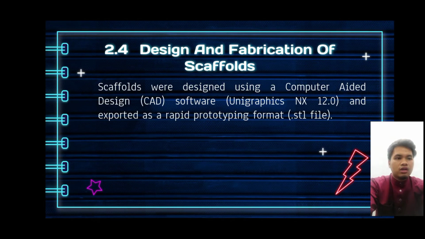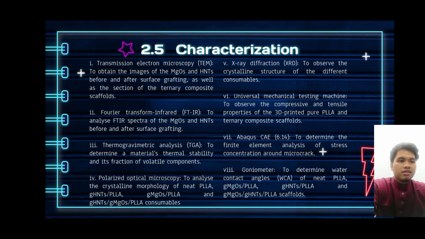2.4, design and fabrication of scaffold. Scaffolds were designed using a computer-aided design (CAD) software, Unigraphics NX 12.0, and exported as a rapid prototyping format. 2.5, characterization. First, transmission electron microscopy (TEM) to obtain the image of the MgOs and HNTs before and after surface grafting, as well as the section of the ternary composite scaffold.